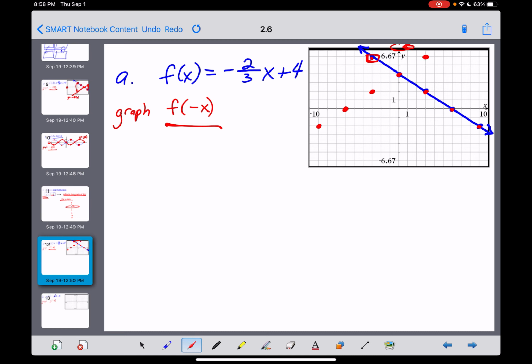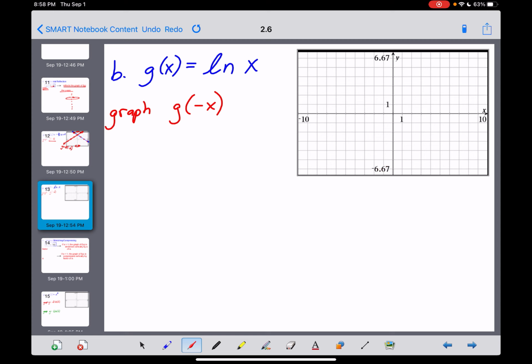So now I've got 5 collinear points in red. We'll go ahead and draw the line between them all, and that is the graph in red of y equals f of the opposite of x. Putting a negative on the x in the parentheses reflects the graph over the y-axis. That's a horizontal reflection. Let's do one more example of that.